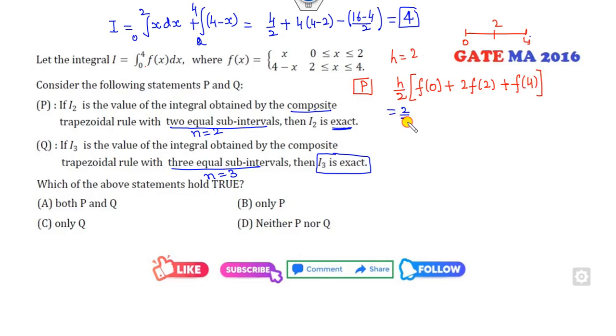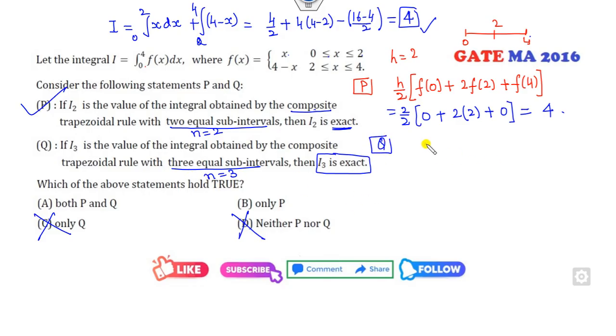h is 2. What is f of 0? 0 lies here. Plus what is f of 2? 2 lies here, so it is 2. f of 4 will be 0. So what is the right answer of this? 4. Yes, they are the same. So yes, this is the correct statement. So only Q is the wrong answer, neither is wrong.